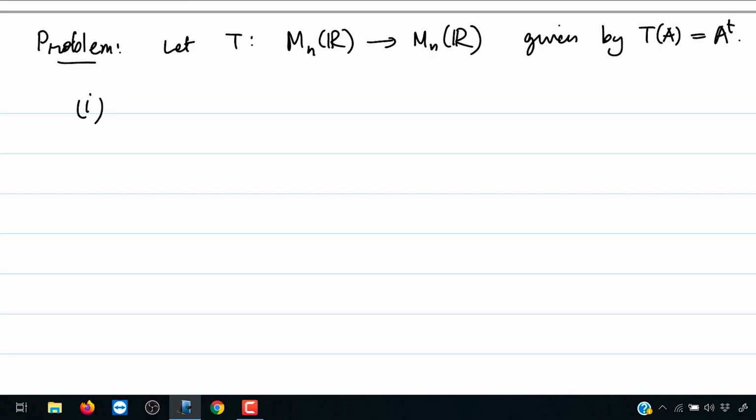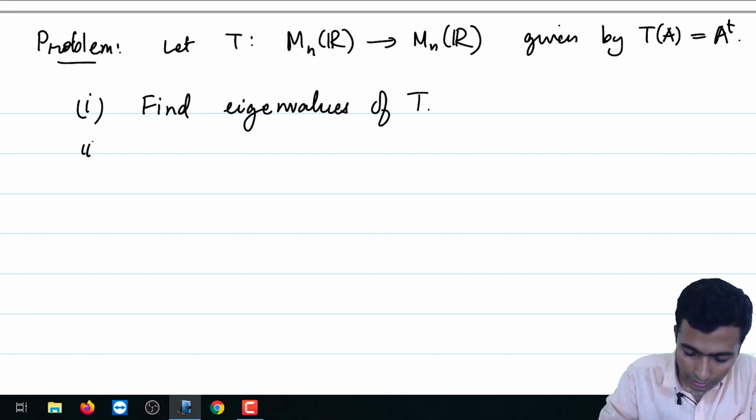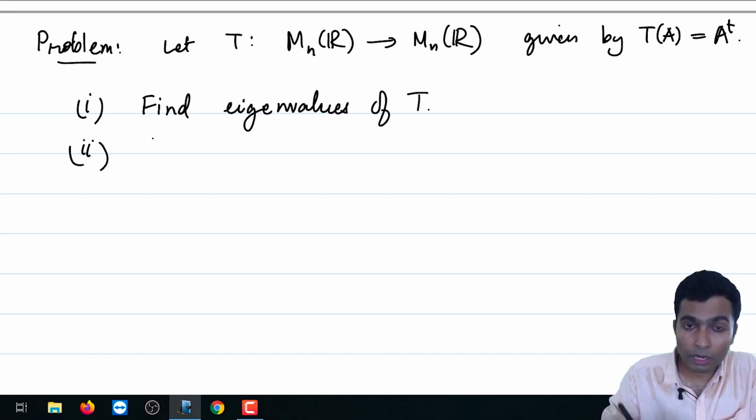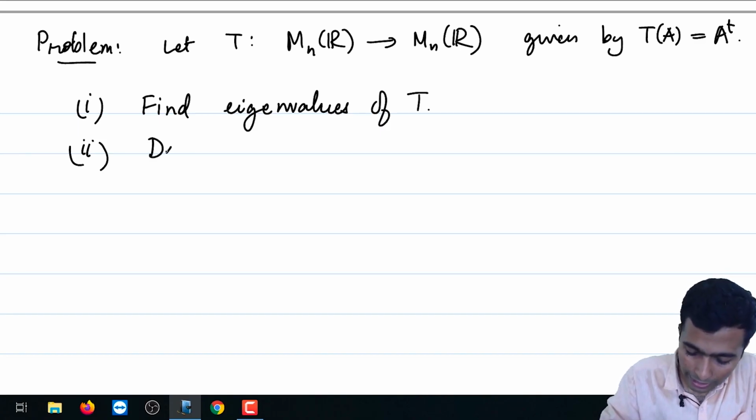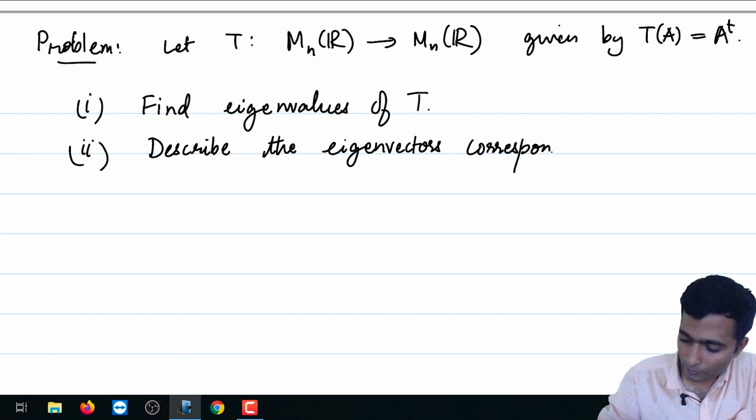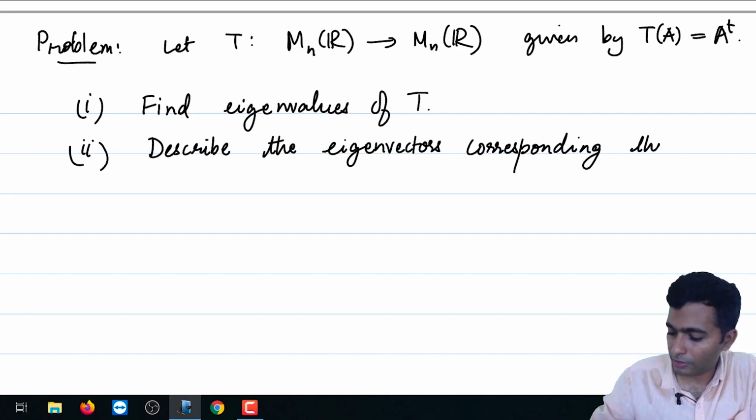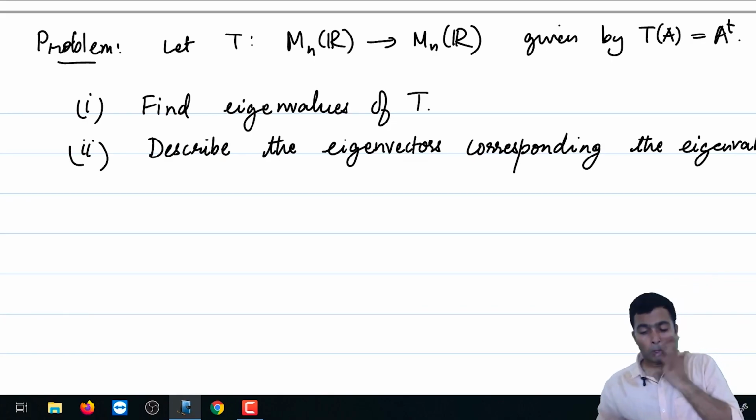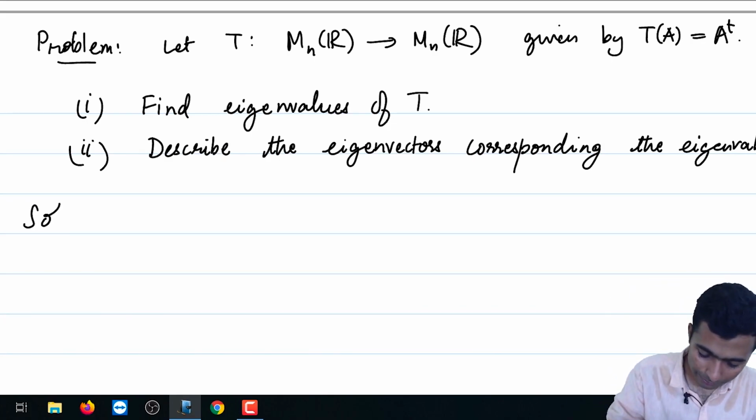So the first problem is to find the eigenvalues of T. The second part of the problem is to describe the eigenvectors corresponding to the eigenvalues, just like in the previous case. Okay, let's look at a solution.